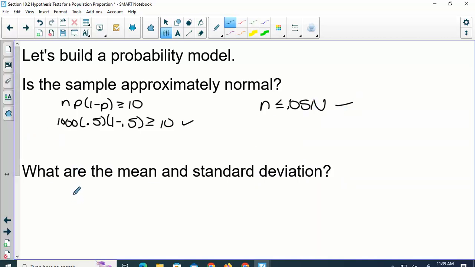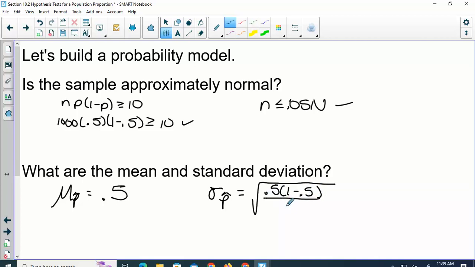So what's the mean and standard deviation? So the mean for the p hat is our proportion, which is the null hypothesis, the 0.5. Standard deviation for p hat is the square root of our proportion times 1 minus proportion over n. And I get 0.0158.